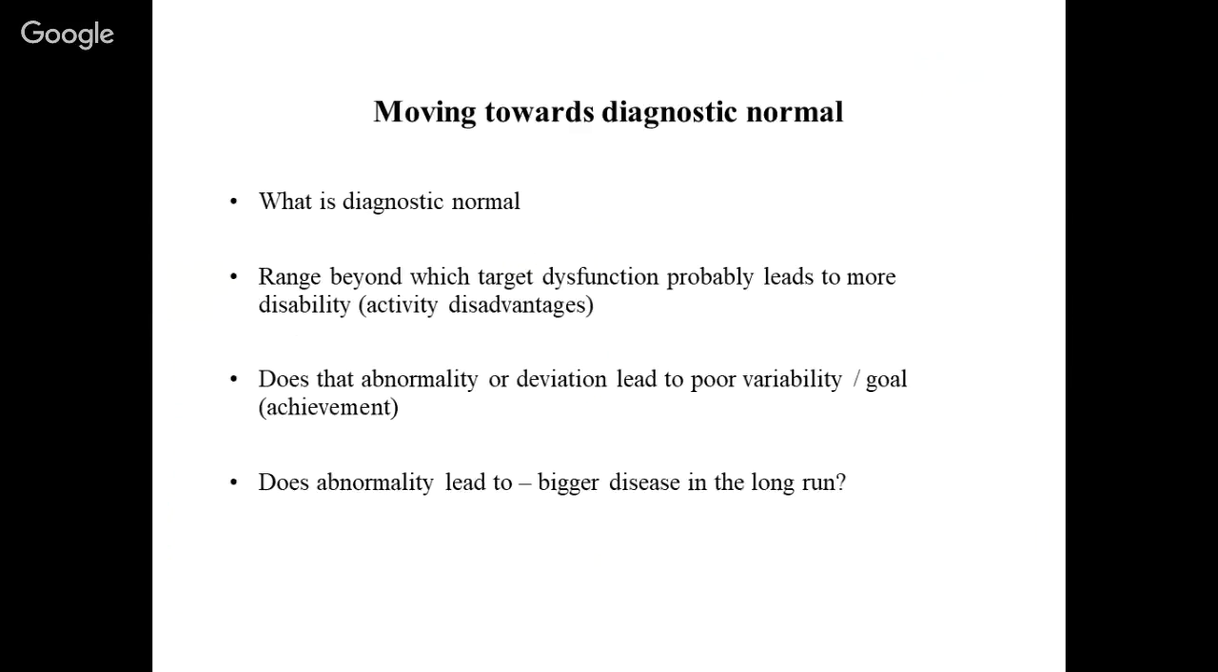The last is your diagnostic normal, and as I told you earlier, diagnostic normal is the most important thing. That is, it tells you beyond that particular range. If you have a diagnostic normal, you can clearly say that that will lead to bigger issues. Here, in case of movements, beyond that particular range, your activities will be more and more difficult to perform. Beyond that, your variability is very poor and achieving your goal is becoming more and more difficult.